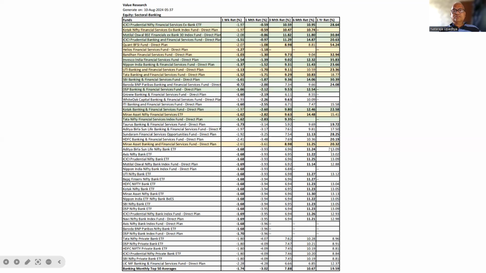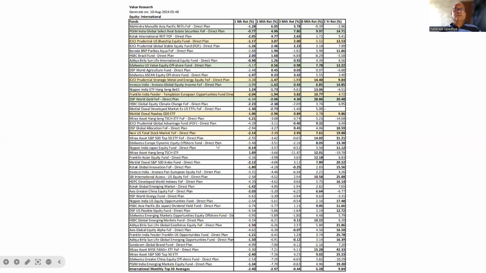So banking funds have been doing bad and they're still correcting. Hopefully they will do better next week. Last one, 20th ranking is international funds. International funds have done extremely bad among all the top 20 equity fund types.